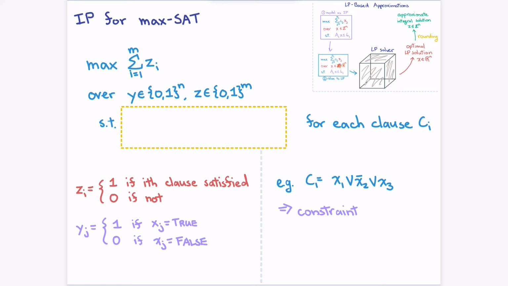But we need some kind of constraints. Otherwise, I would just set all the zi's to be 1. That's not very helpful. So this is the part I've left blank for you. Or we can work through this example down in the bottom right. For each clause ci, I need some kind of constraint that prevents me from setting zi to just be 1, unless there's really some assignment for it. Right? So I need to bind the clauses to the assignments.